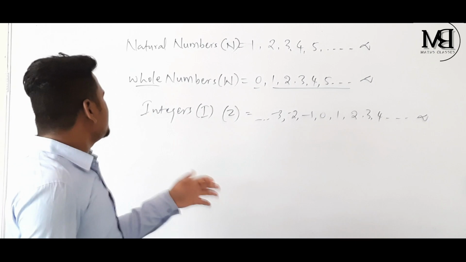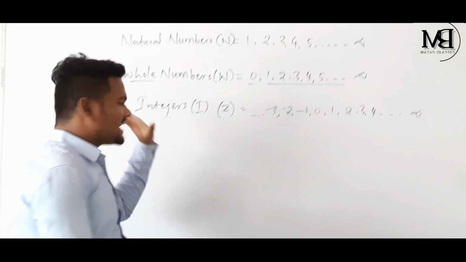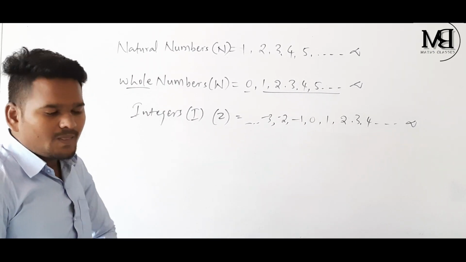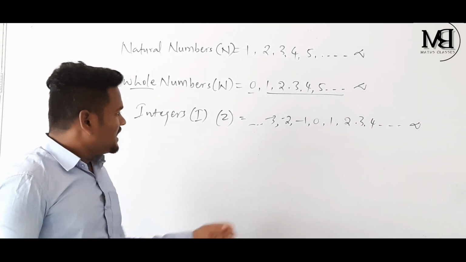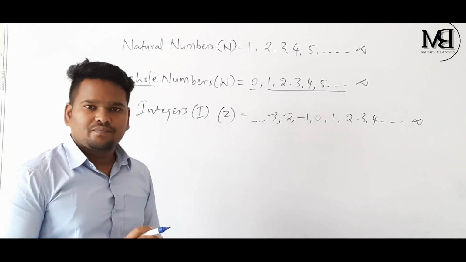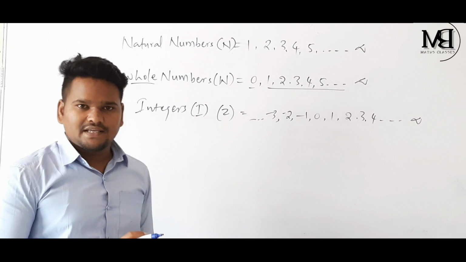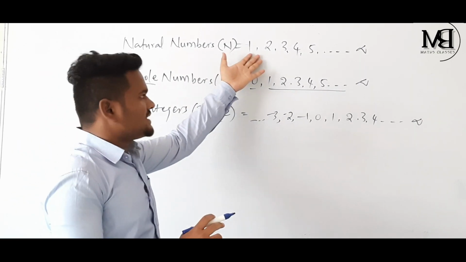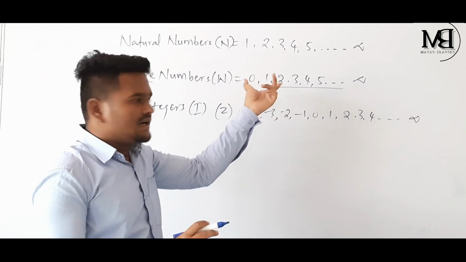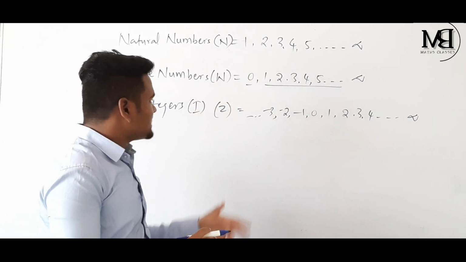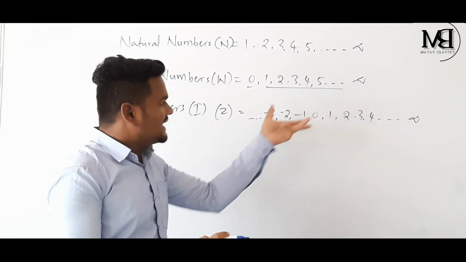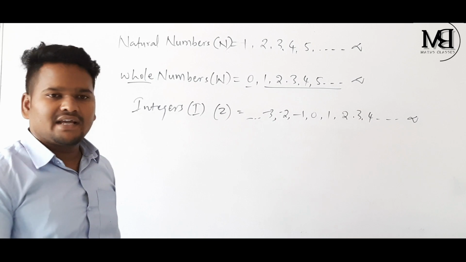Now see children, we have natural numbers, whole numbers and integers. If we discuss this 0, actually first we got natural numbers and we added 0 to the natural number set, then it became whole numbers, and then we made negative numbers and added them to whole numbers, and the new set we have taken is integers.